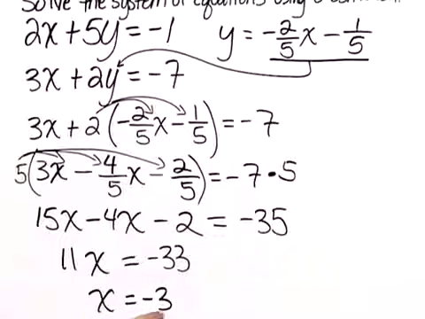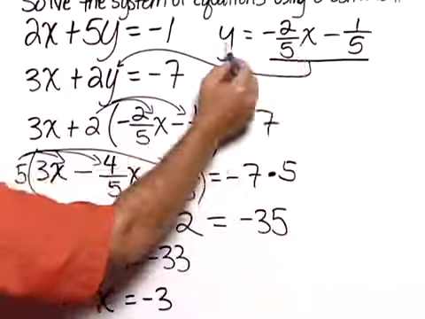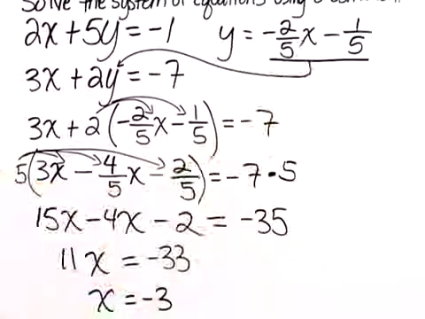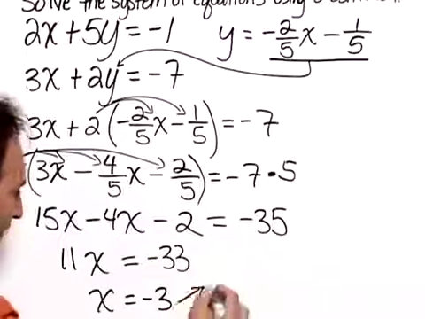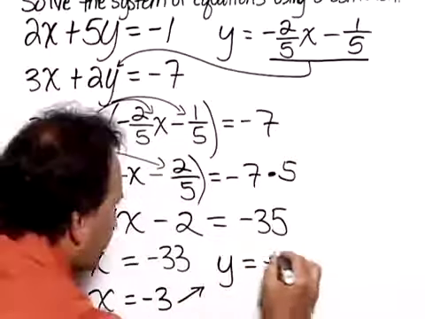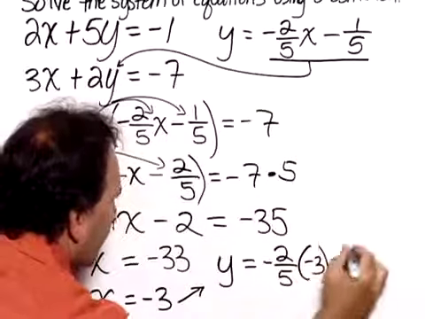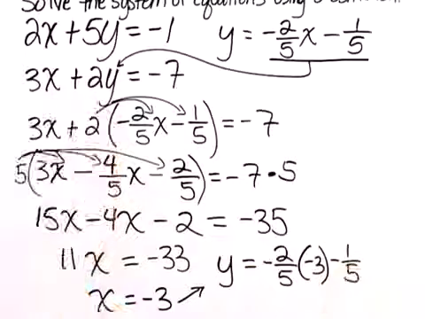We now take this value of x and we substitute it into the equation where we solved for y in terms of x, and then we can solve for y. So let me do that over here. y equals negative 2/5 times negative 3 minus 1/5.